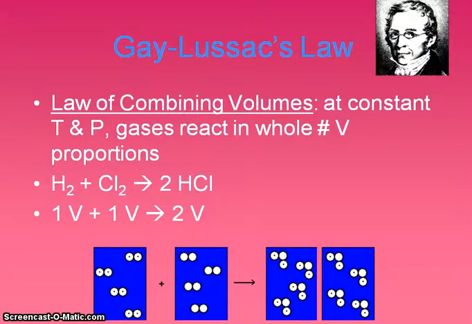The next law is Gay-Lussac's law of combining volumes, which says that when temperature and pressure are kept constant, gases are going to react in whole number volume proportions. So for instance, in this balanced equation, the proportions would be 1 volume unit of hydrogen plus 1 volume unit of chlorine would give us 2 volume units of HCl, or hydrochloric acid. So we're just using the coefficients, just like we've done before with mole ratios, but this time instead of using them as moles, we're using them as volume units.